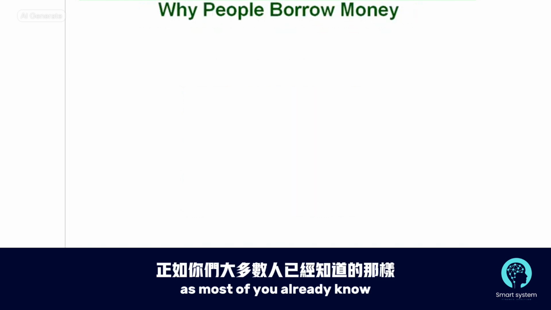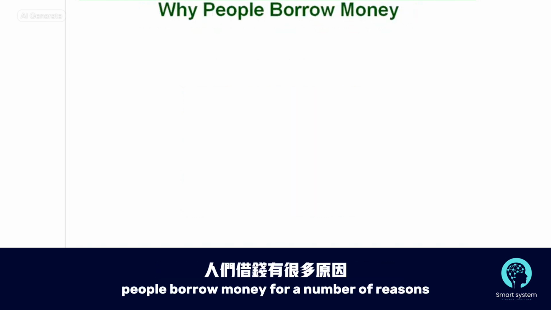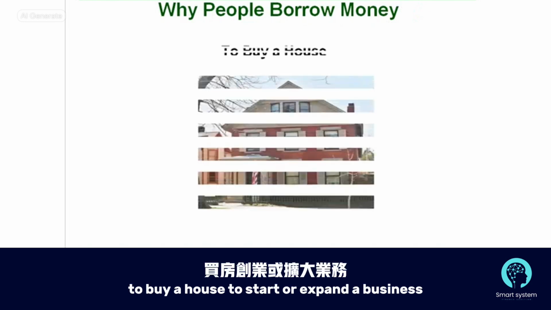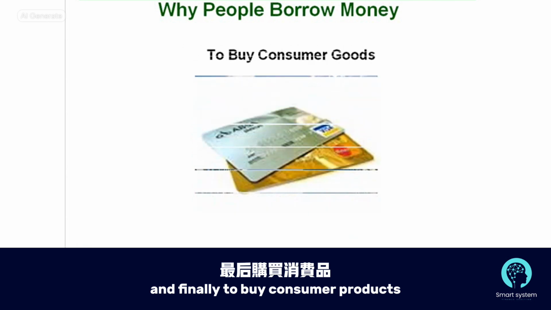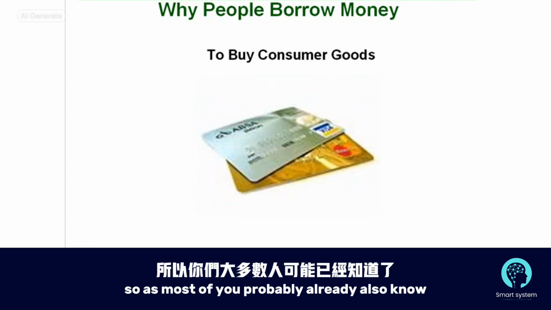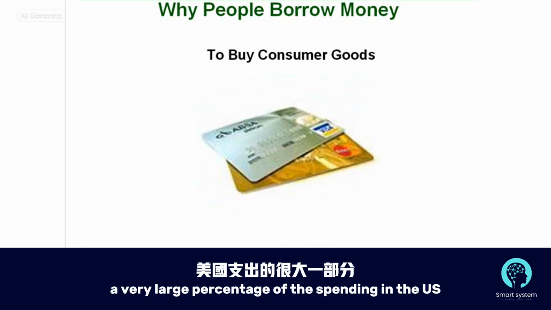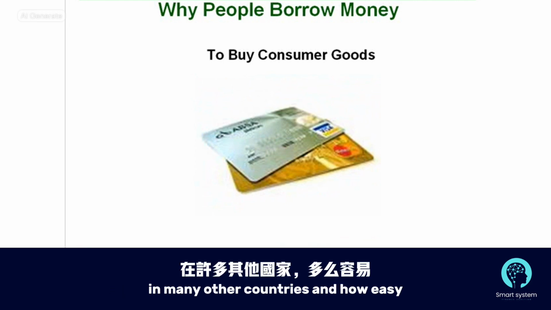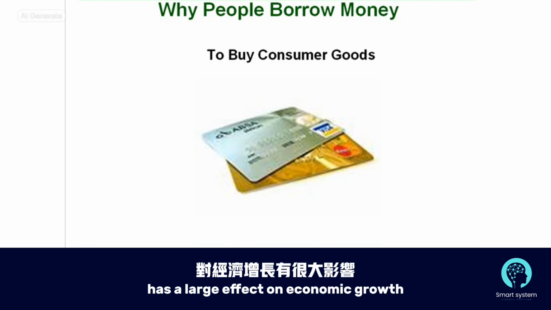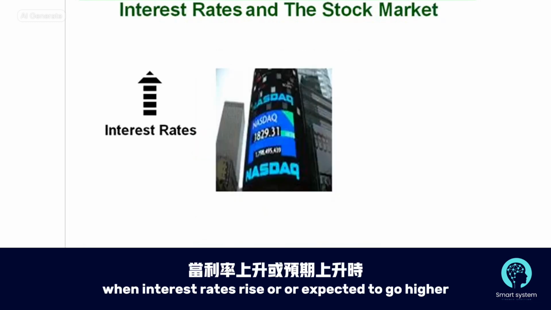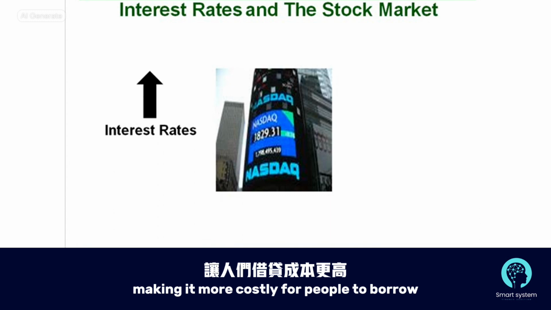As most of you already know, people borrow money for a number of reasons, some of the most common of which include to buy a house, to start or expand a business, and finally to buy consumer products with the trusty credit card. As most of you probably also know, borrowed money makes up a very large percentage of the spending in the US and in many other countries, and how easy and cheap the general population can borrow money has a large effect on economic growth. In general, when interest rates rise or are expected to go higher, it becomes more costly for people to borrow and spend money.